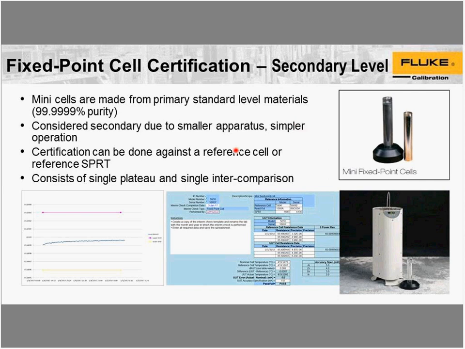It's hard to see what's going on, but here on the left in this chart, we have the melt plateau of a zinc cell, and we have the plateau limits shown in the horizontal bar. This cell is performing well within our assigned uncertainties for it. We do this work typically once a year on our mini fixed point cells, so they are still working correctly.